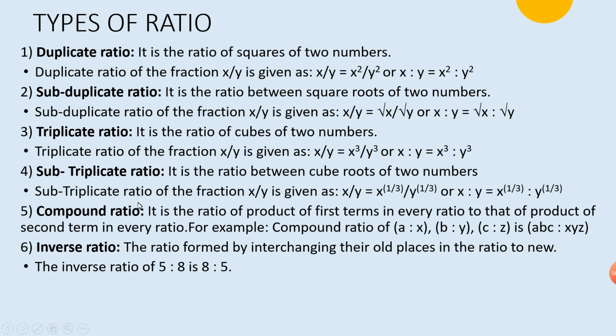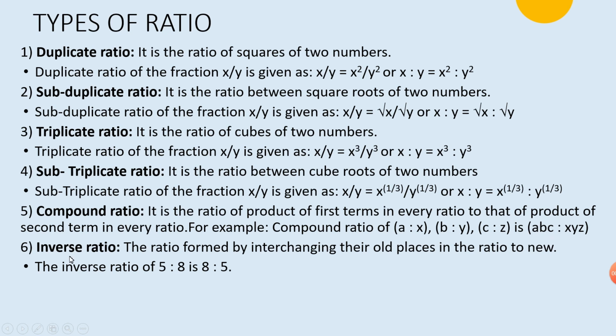Then compound ratio. It is the ratio of the product of the first terms in every ratio to the product of the second terms in every ratio. If you see here, three ratios are given. The product of first terms is A into B into C, that is ABC, is to the product of second terms, that is X into Y into Z. This is known as compound ratio. So ABC is to XYZ.